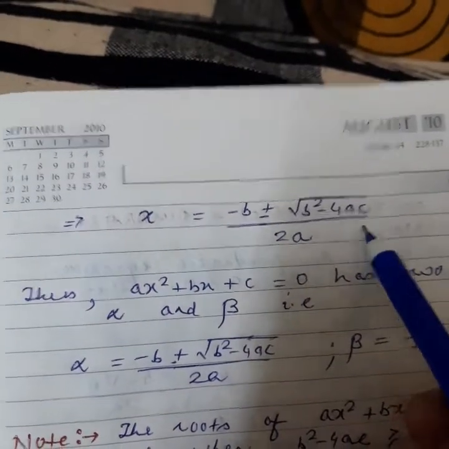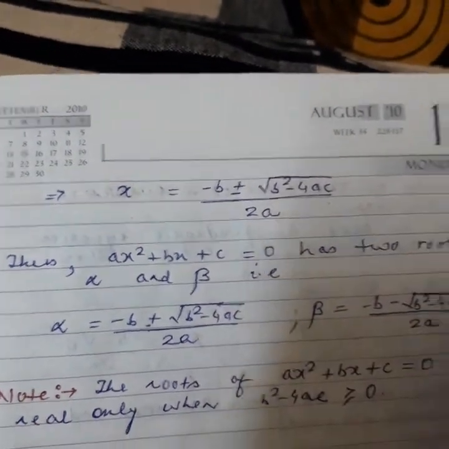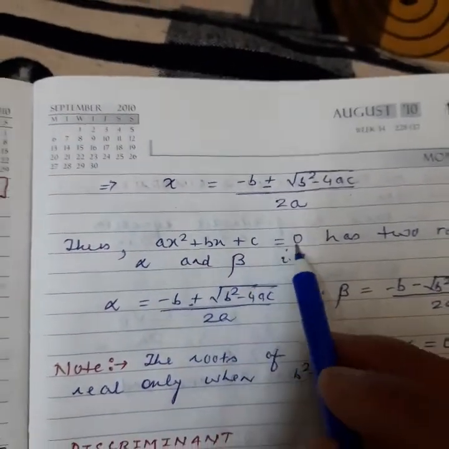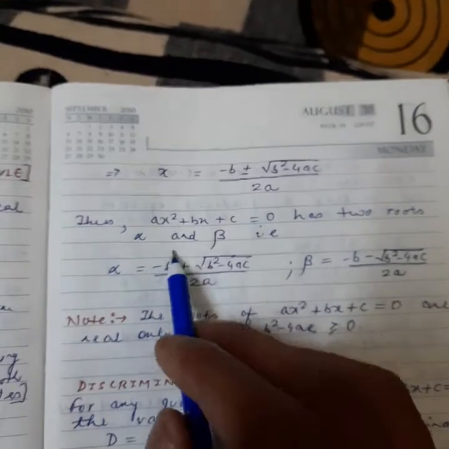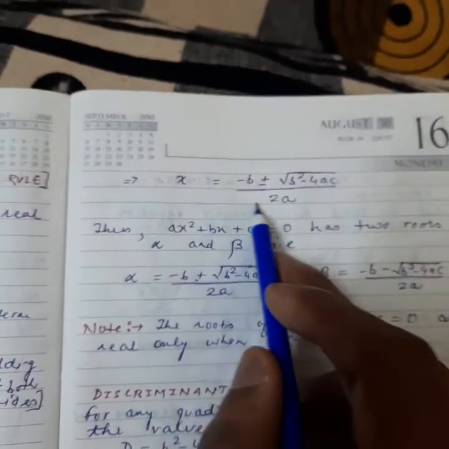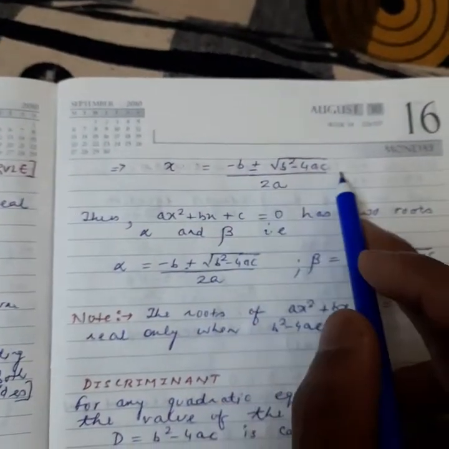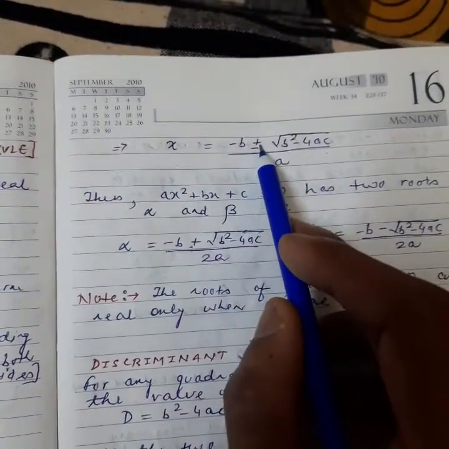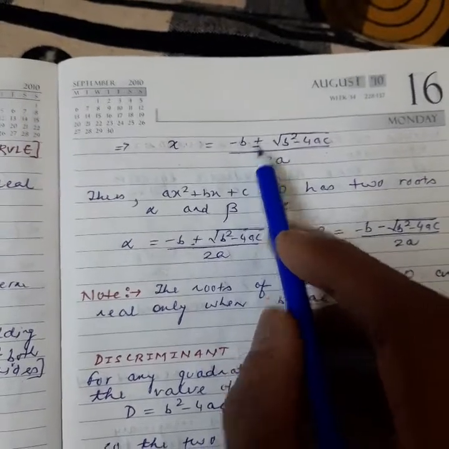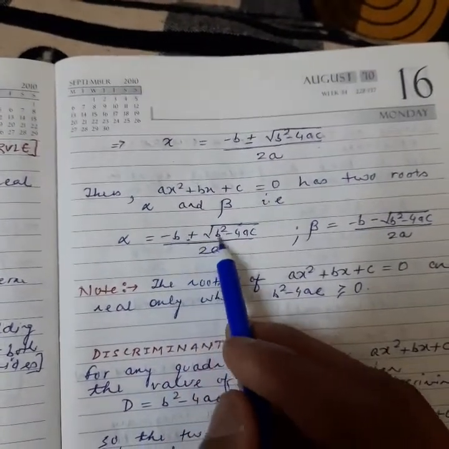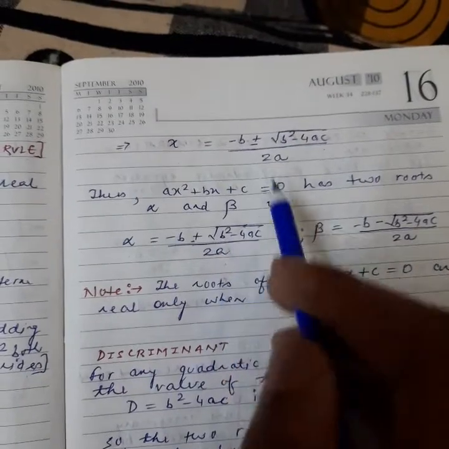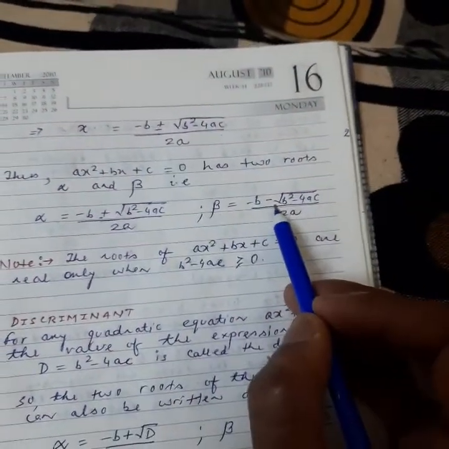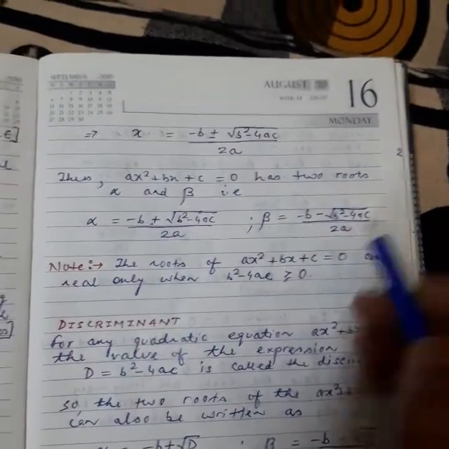Since a quadratic equation has two zeros, the same thing is here: ax square plus bx plus c equals 0 has two roots, alpha and beta. So let's separate here alpha and beta. So the alpha value will be minus b. One time we will use plus and one time we will use minus here. Minus b plus root under b square minus 4ac by 2a, and the other root beta is minus b minus root under b square minus 4ac by 2a.